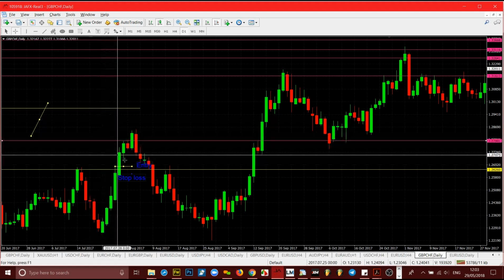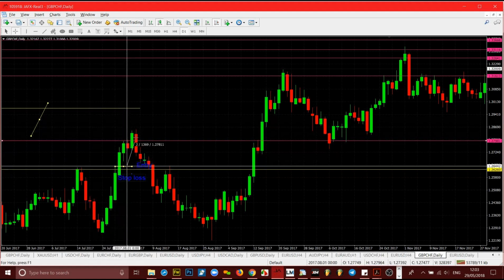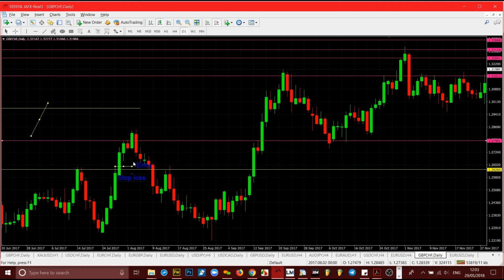Maybe if I entered from here, how much would this have been? This would have been about 210 pips. If you use a standard lot, that's $2,100. If you use a mini lot, that's $210. If you use a micro lot, that's $21. So now that's a typical example of when it breaks out and it is a good trade. It doesn't fall back like we saw earlier.